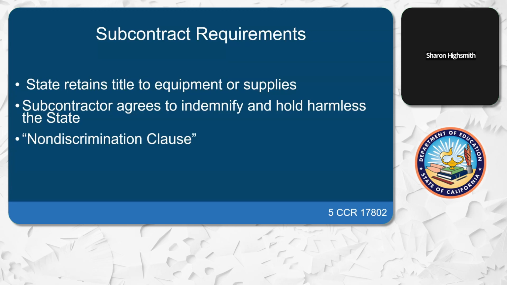If the subcontract includes purchase of equipment, then the state retains title of that equipment or supplies. Subcontractors agree to indemnify and hold harmless the state, and it has to include a non-discrimination clause.